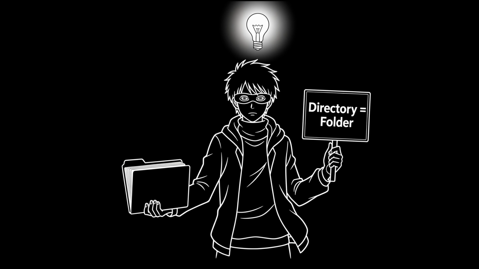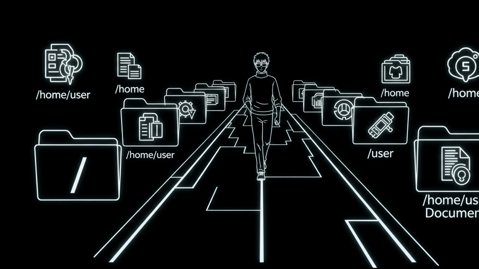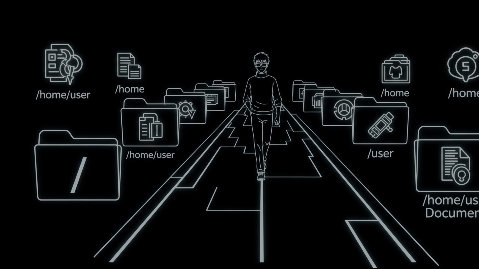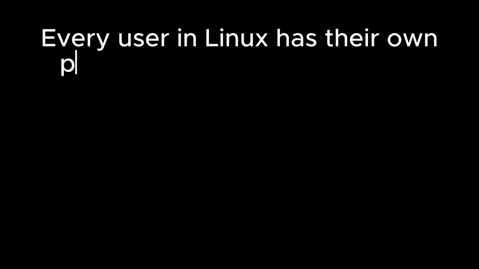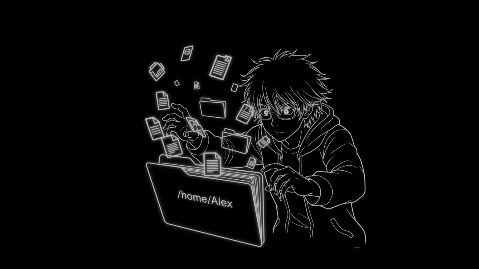Then we've got directories. A directory is just a folder, that's it. In Linux, everything is organized using directories. It's kind of like a tree structure. You've got folders inside folders, and that's how everything stays organized. Let's talk about home directory. Every user in Linux has their own personal space in the /home folder. For example, if your username is Alex, then your home directory is /home/alex. Any files you create or download will usually end up there by default. Think of it like your own workspace.